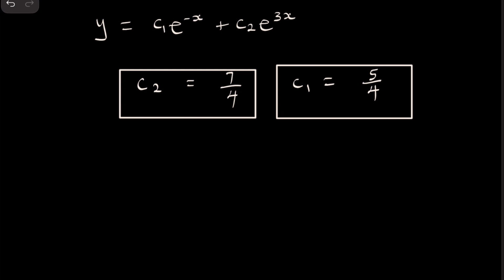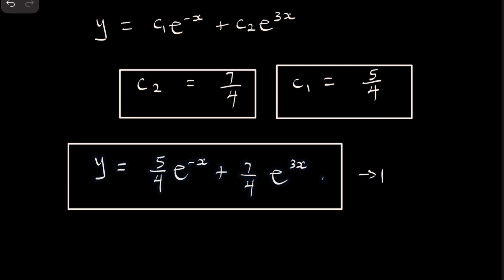Now, our next step is to substitute these values into the general solution. So we are going to have y is equal to C1 is 5 on 4, then e exponent minus x, plus C2 is giving us 7 on 4, e exponent 3x. So thus we have our particular solution given below.